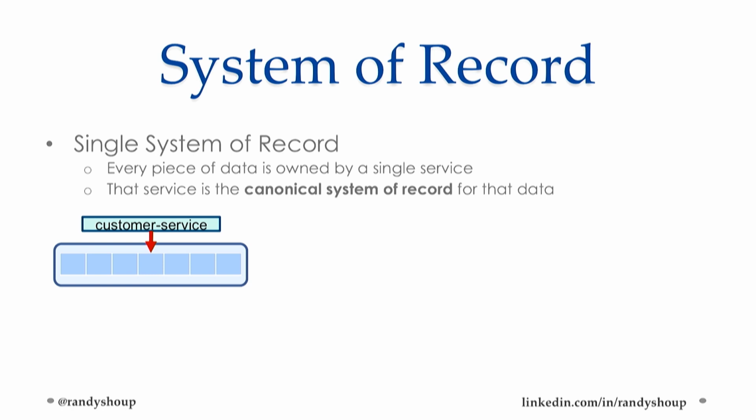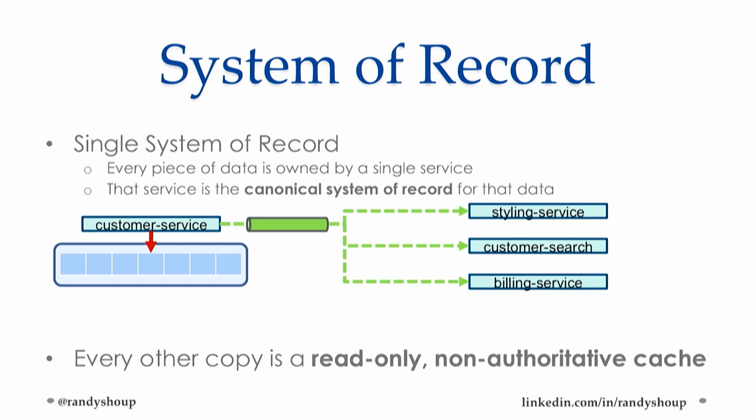So in this example, let's imagine we're talking about customers, and that the customer service is the owner of the customer data. But of course, if we're talking about customers, almost every part of our system uses customer in some way. Does it make sense? It's hard to do anything in our system without having some reference or some usage of customer. But every other usage in our system of customer information is a read-only, non-authoritative cache of that data. And every one of those words is important.